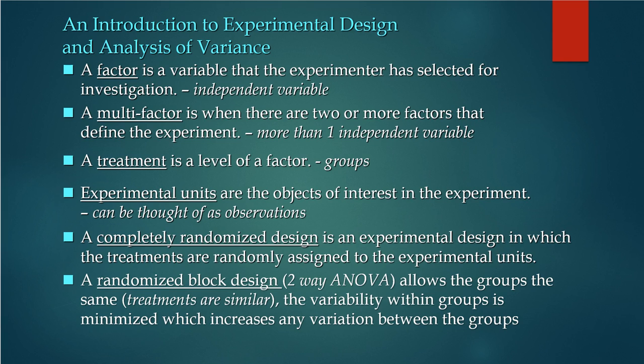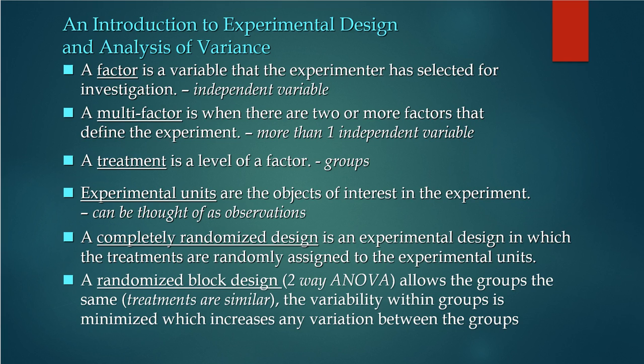Multiple factors are where there are two or more factors that define the experiment. The treatment is the level of a factor. These are the groups. Experimental units we can think of as the observations. A completely randomized design is an experimental design in which the treatments are randomly assigned to the experimental units. And then our randomized block design, or two-way ANOVA, allows for grouping similar experimental units. A randomized block experiment is an extension of a matched pair experiment.